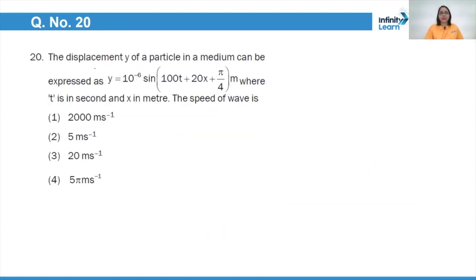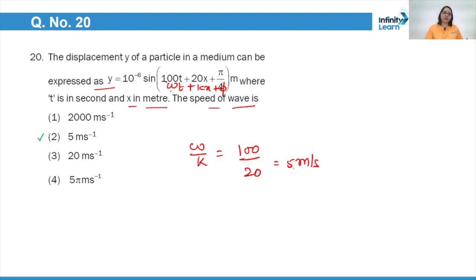Question number 20. The displacement of a particle in a medium can be expressed as this equation, where t is in second and x is in meter. The speed of the wave is. So it is omega by k. The equation has the form omega t plus kx plus pi, right? So omega is 100, k is 20, so it will be 5 meter per second, which is option 2.